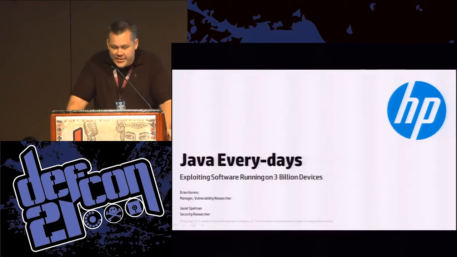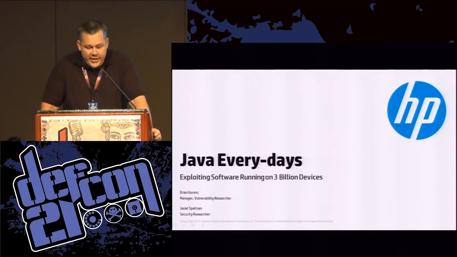This is Java Every Day: exploiting software running on 3 billion devices. It's an honor to be speaking in front of you all today. I've been coming to this con for almost a decade now, and this is the first time I'm presenting, and I'm happy to be here.